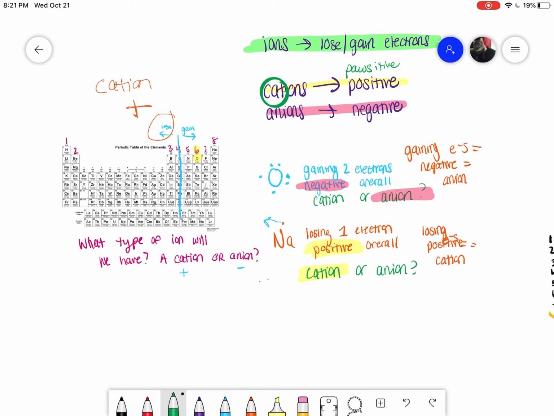If we have an atom that has 5, 6, or 7 valence electrons, that means it's going to gain valence electrons to get to that 8. And so when it's gaining electrons, it becomes negative, and a negative ion is called an anion.